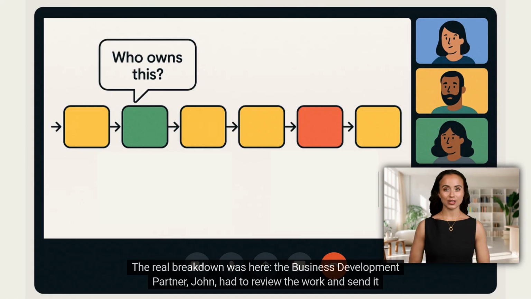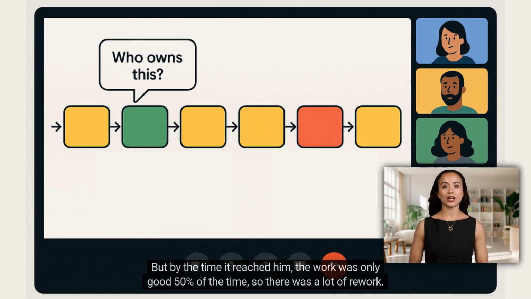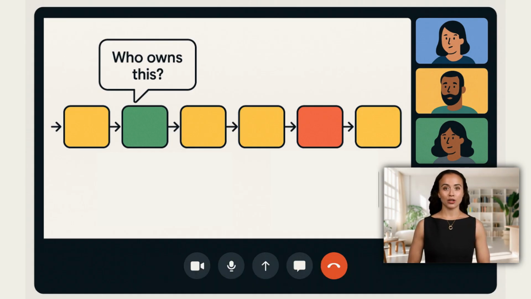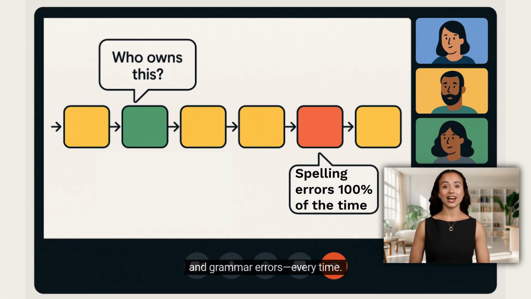The real breakdown was here. The business development partner, John, had to review the work and send it to the client. But by the time it reached him, the work was only good 50% of the time, so there was a lot of rework. I asked, "Tell me more." One of the steps marked in red revealed that 100% of the submissions from one attorney had spelling and grammar errors every time.